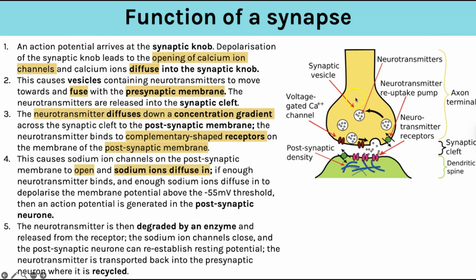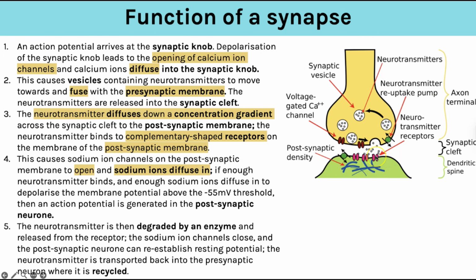So the action potential arrives at the synaptic knob. Depolarization of the synaptic knob causes calcium ion channels to open, and therefore calcium ions diffuse into the synaptic knob. That causes vesicles that contain the neurotransmitter to move towards and fuse with the presynaptic membrane, and that releases the neurotransmitter into the synaptic cleft. That neurotransmitter diffuses down its concentration gradient across the synaptic cleft, and it will bind to receptors on the postsynaptic membrane.